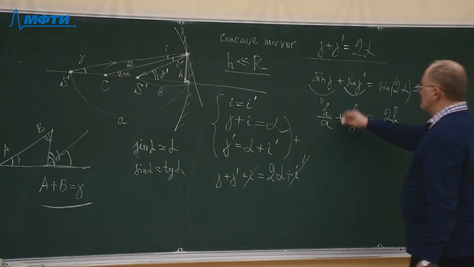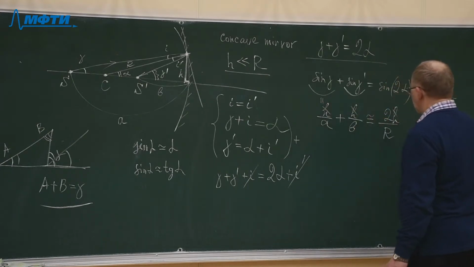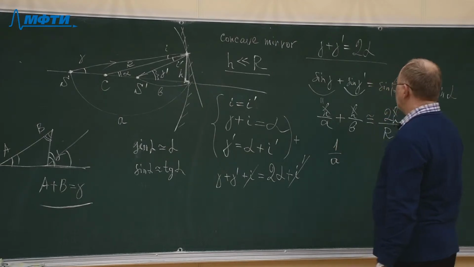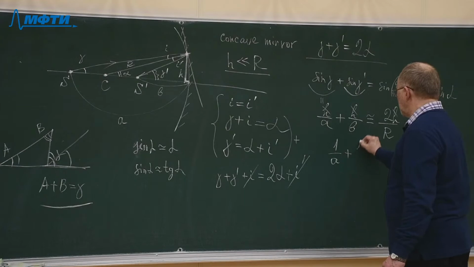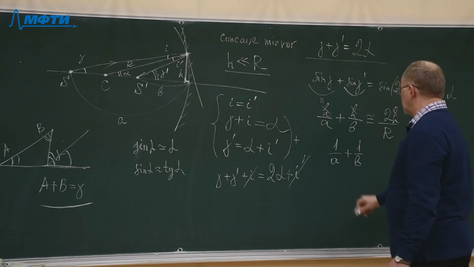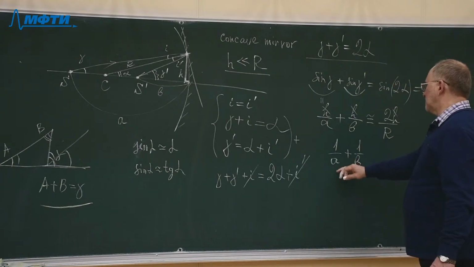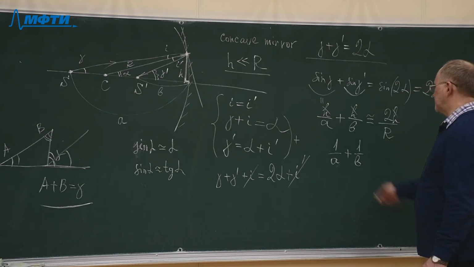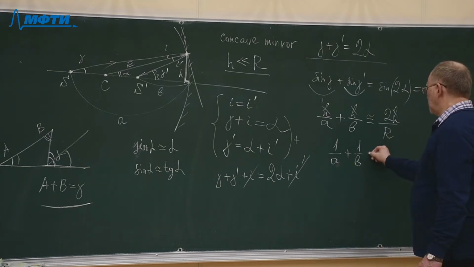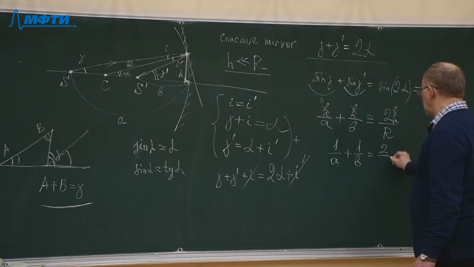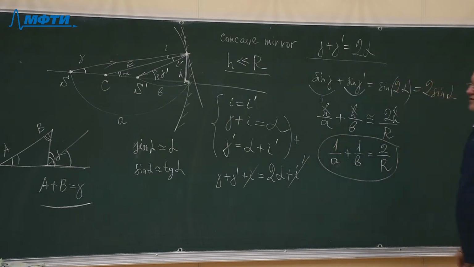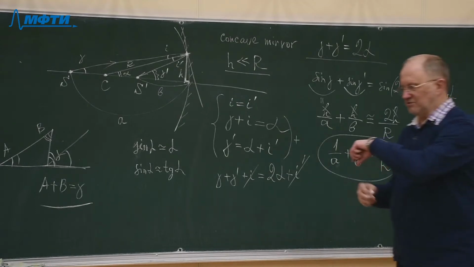In this equation, we can cancel h and obtain the formula which describes the concave mirror: 1 over a plus 1 over b, that is the inverse distance of the source of light from the mirror and the inverse distance of the image of this source of light from the mirror, equals 2 divided by R. R is the radius of curvature of the concave mirror.